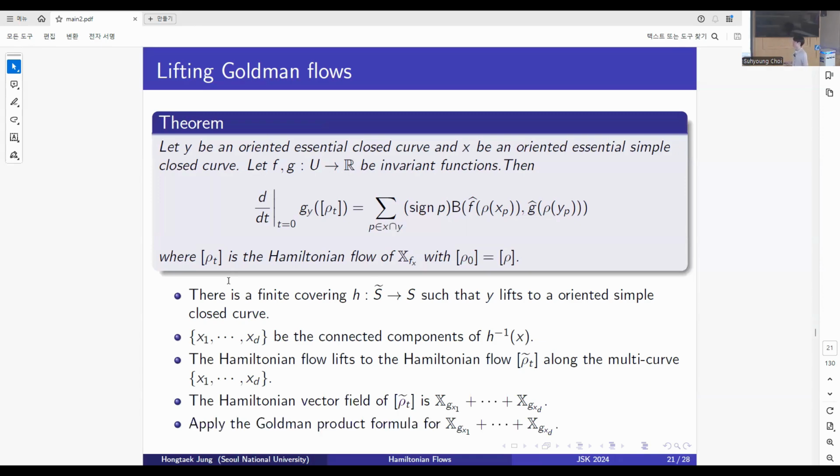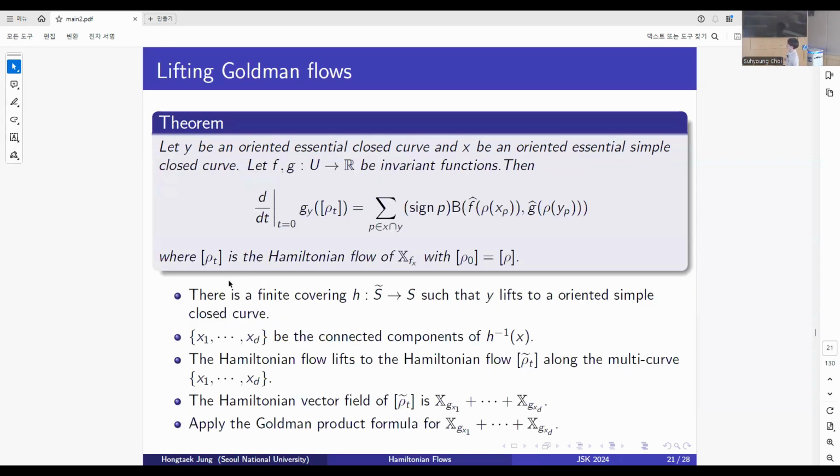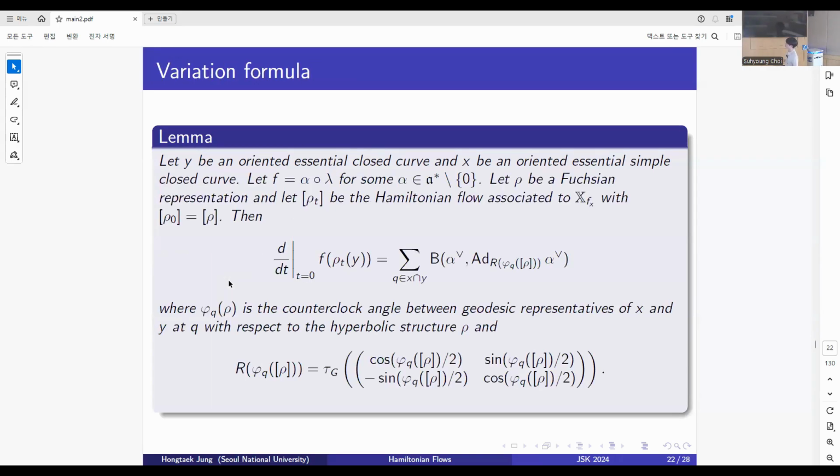And now we have a simple closed curve, and Y is also lifted to a simple closed curve again. So we can use the Goldman product formula on the covering space, and then we do some computation to get this formula. Now, by using this first variation formula, we can compute the following thing.